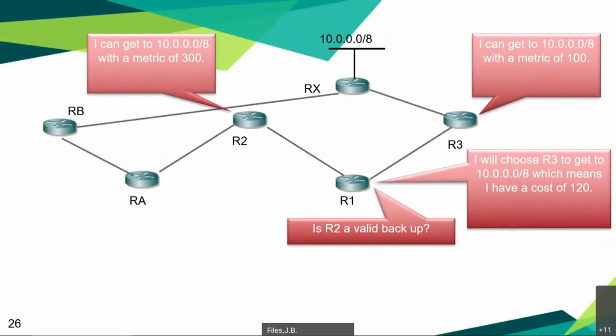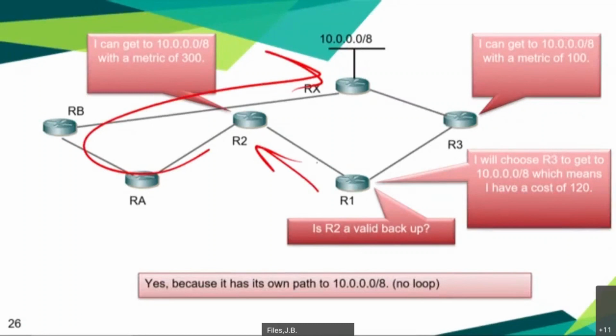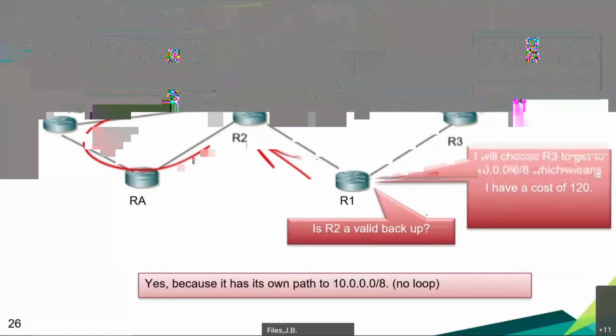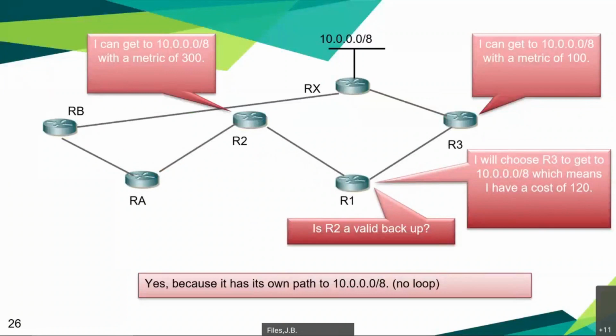Yeah, it is. Except here's the problem. We know that because we can see the entire network, okay? And we can tell that R2 has its own path, right? So if R1 went that way, there's not going to be any loop here. Okay, here's the fun part.